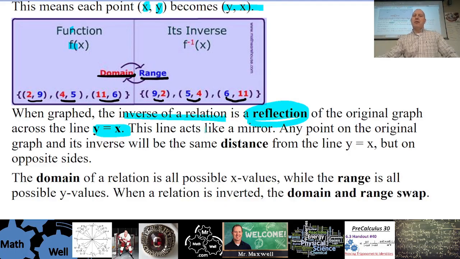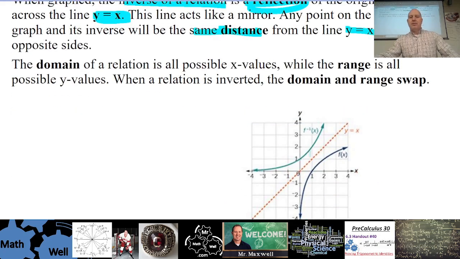And in a sense, it acts like a mirror. So when you're graphing an inverse of a function, you would use that y equals x line as the mirror, and then you would sketch points across that line, and that's how you would get it graphically. And I'll show you some examples soon. So any point on the original graph and its inverse will be the same distance from the line y equals x, but they'll be on opposite sides. All right? So I'll bring back this diagram that I showed you earlier. The domain of a relation is all possible x values. The range is all possible y values. When the relation is inverted, or you take the inverse, the domain and range swap.